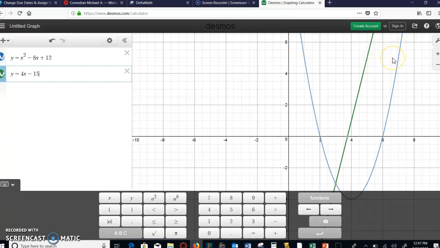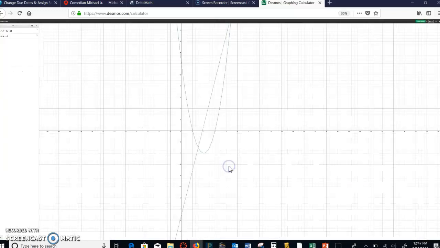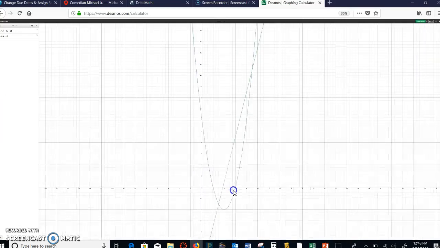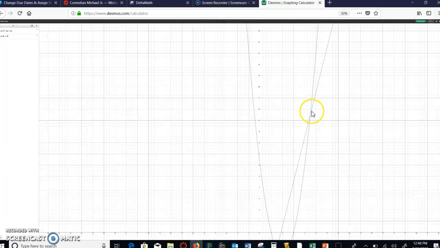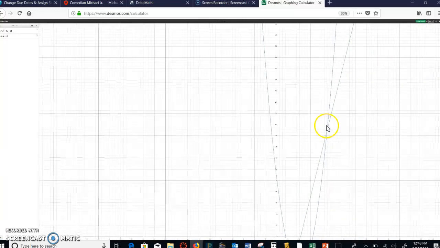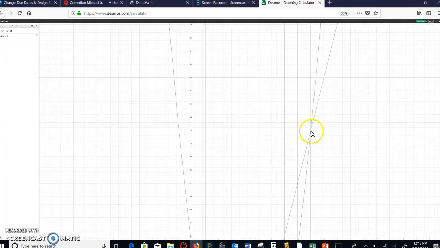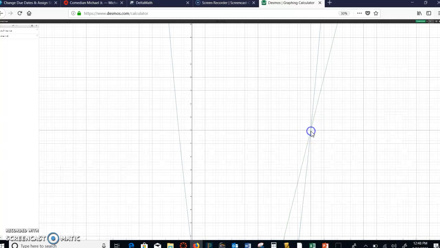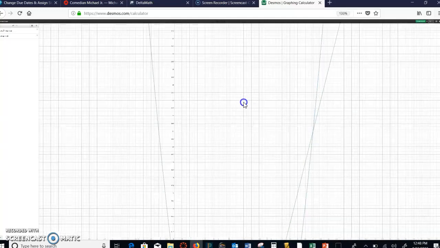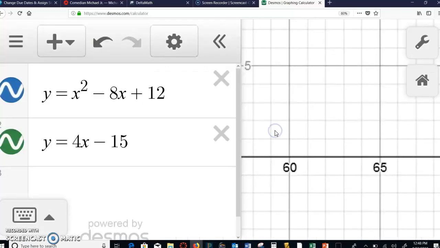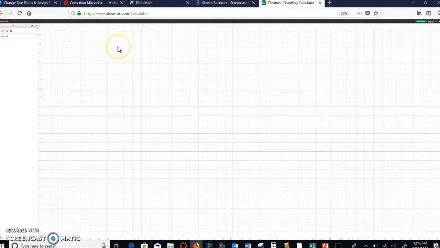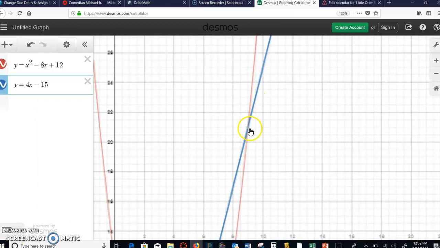It doesn't look like we can see it just yet, but if I pinch the graph and move it around with my fingers, I can see that they also meet in another point. I need to zoom in a little bit in order to see that point of intersection. Okay, now I got it back where I want it, and we can see that the other point where these two graphs intersect is at the point (9, 21).